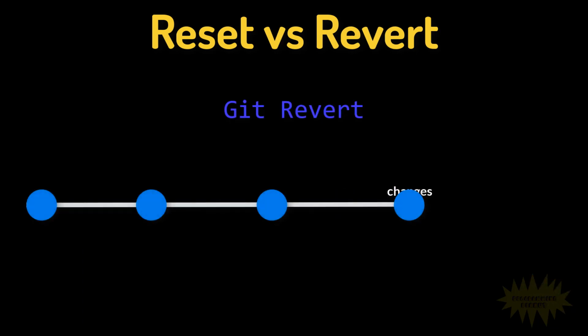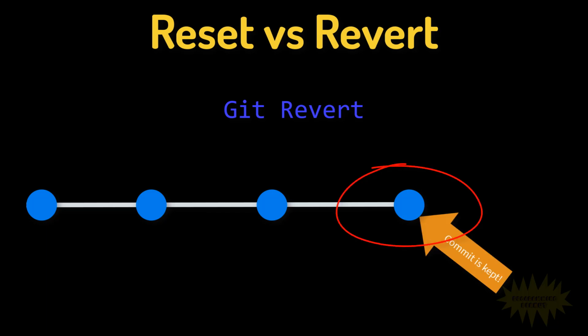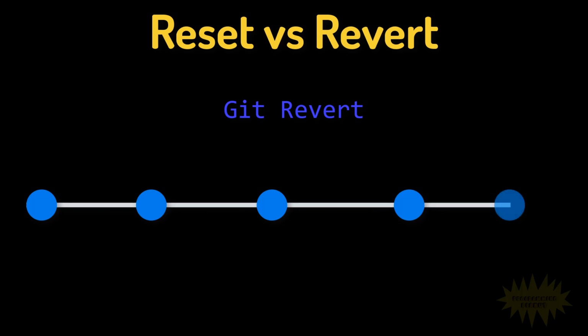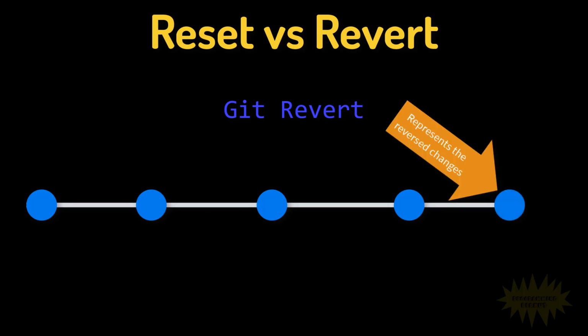Git revert is when you undo the changes, but you keep the commits in the commit history. It also creates an additional commit saying that you undid the specified commit.